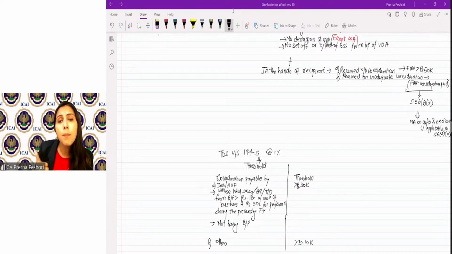Then the person responsible for paying the consideration has to ensure that the tax has been deducted before the transfer of the virtual digital asset. Okay, before releasing the consideration, he has to ensure that the TDS has been deducted.